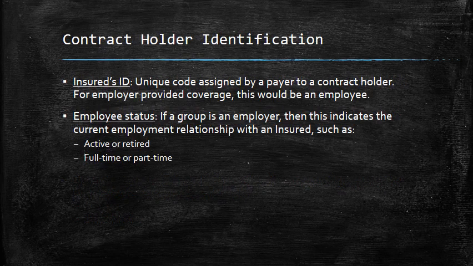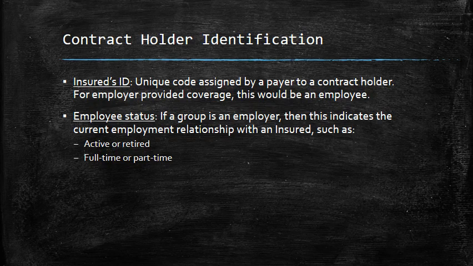The membership data will include identification of the contract holder or the insured individual. This is the person who actually holds the contract for the coverage. If this is an employer group, then it will be the employee who is identified. There will also be, if it is an employer group, an indicator of the employee's status. This will be the relationship between the employer and the insured.